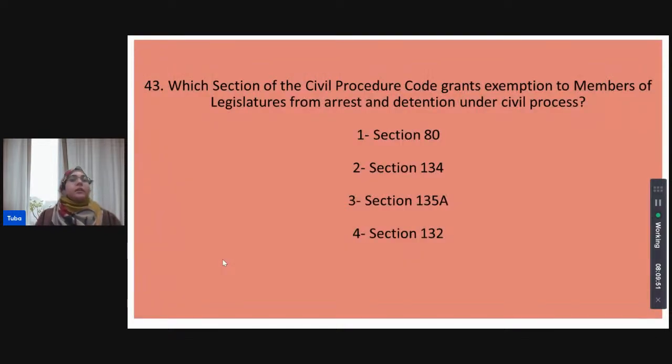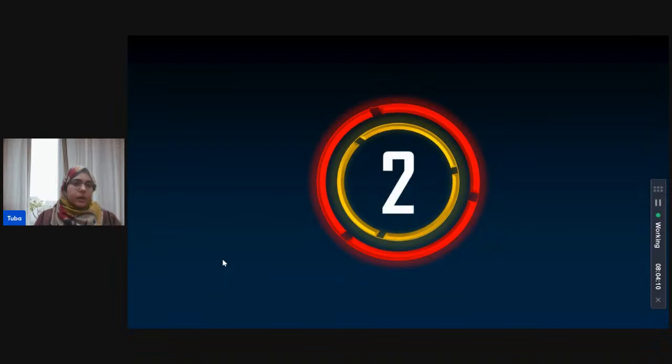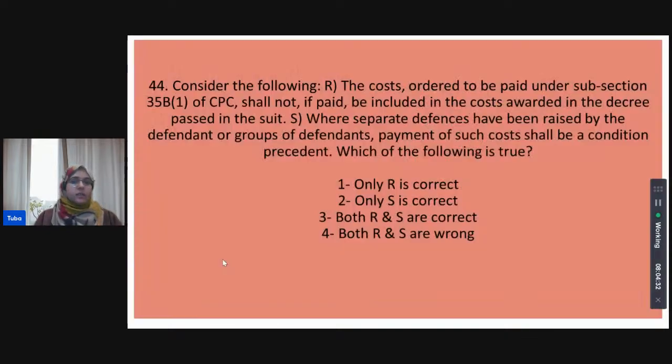Which section of CPC grants exemption to members of state legislatures from arrest and detention under civil process? So which section gives this exemption and special protection? Is it section 80, section 134, section 135A, or is it section 132? I have started the timer. Let's see some attempts at answers, please. The correct answer is 135A. 135A exempts members of legislative bodies from arrest and detention under civil process, like we just saw. Exemptions from appearance. Similarly, there is exemption from arrest and detention under civil process.